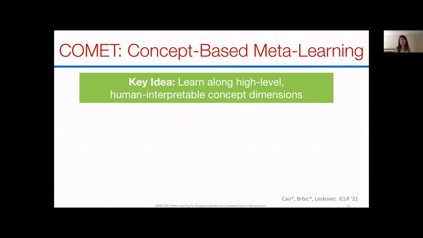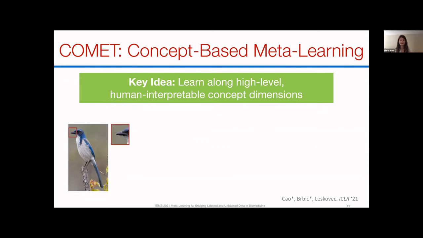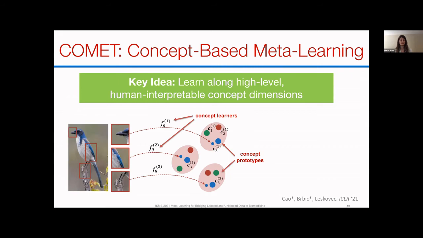So following the bird example from the previous slide, we first start by identifying part-based representations of the input that are defined as human interpretable concepts. In this case, a concept might correspond, for example, to a bird's beak, bird's wing, or bird's leg. Then instead of learning to embed the whole image in the embedding space, we will embed each part into its concept embedding space. And we will call these embedding functions concept learners.